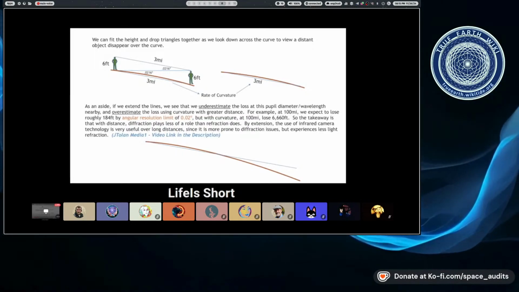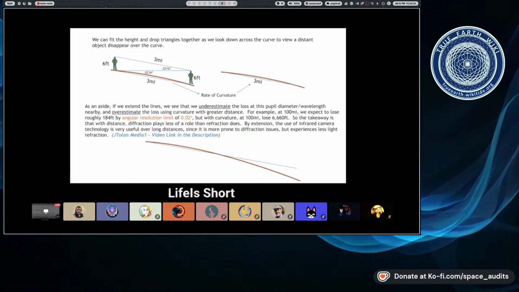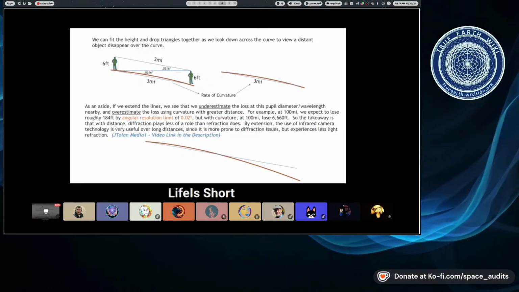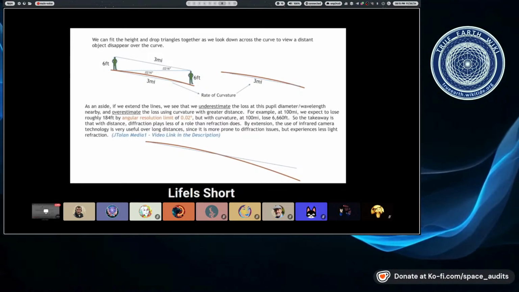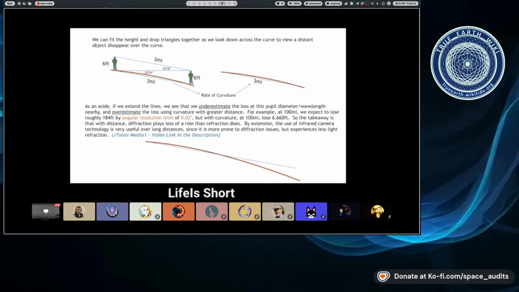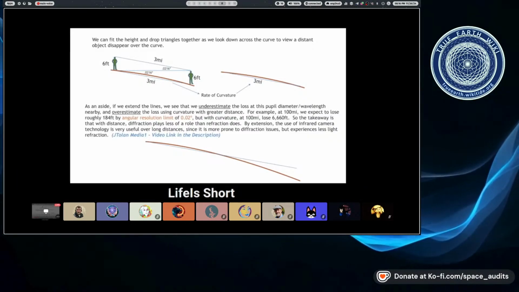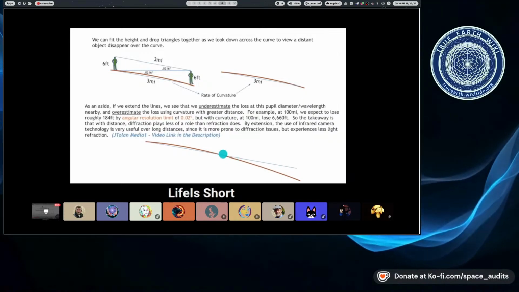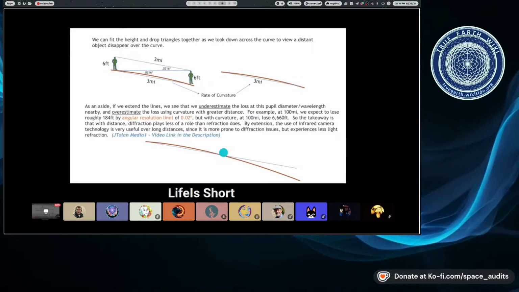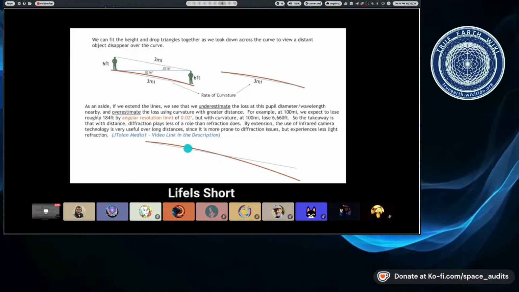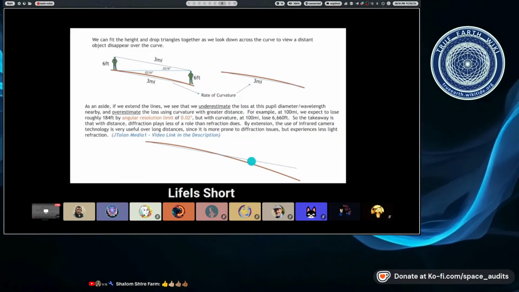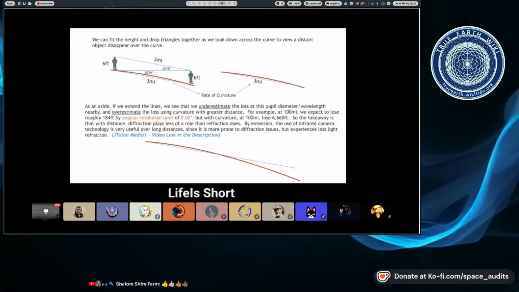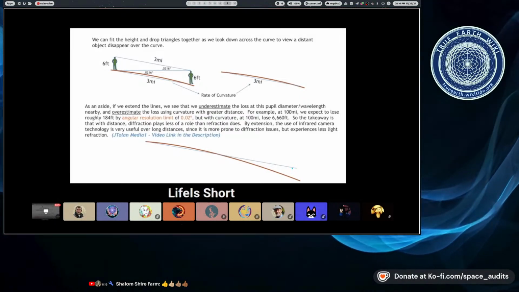So as an aside, if we extend the lines, you can see that we underestimate the loss at this pupil diameter and wavelength nearby and overestimate the loss using curvature with greater distance. So again, if I assume a curve now that this green person essentially is walking over a curve, you see that the lines don't really match up between the triangle. The straight blue line and the brown line do not match up. The curvature rate is underestimating it nearby, and it is grossly overestimating it far away. So for example, at 100 miles, we expect to lose roughly 184 feet by angular resolution at 0.02 degrees. But with curvature at 100 miles, we're losing 6,660 feet.